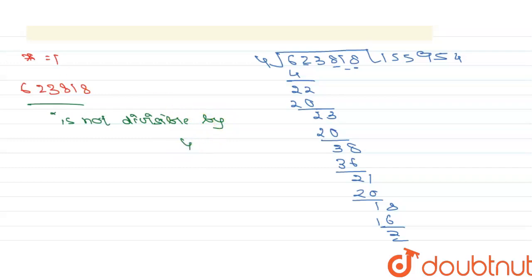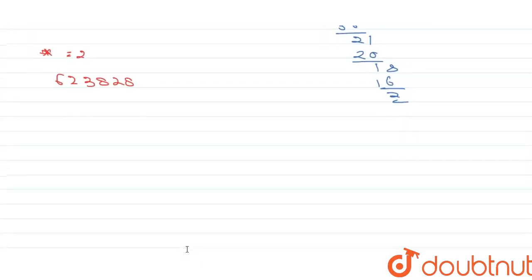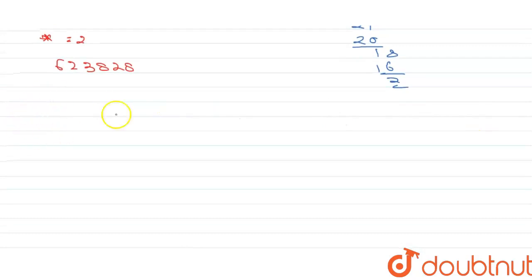Now in second case, let us put star is equal to 2. Then the resulting number will be 623828. Let us check if it is divisible by 4 or not. So 623828 divided by 4. So 4 into 1 is 4.